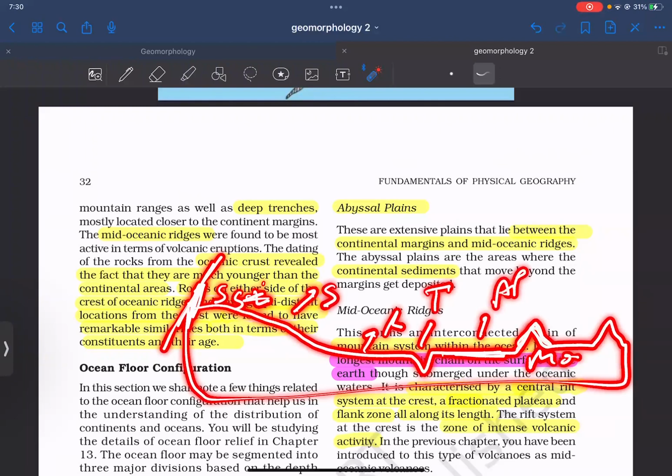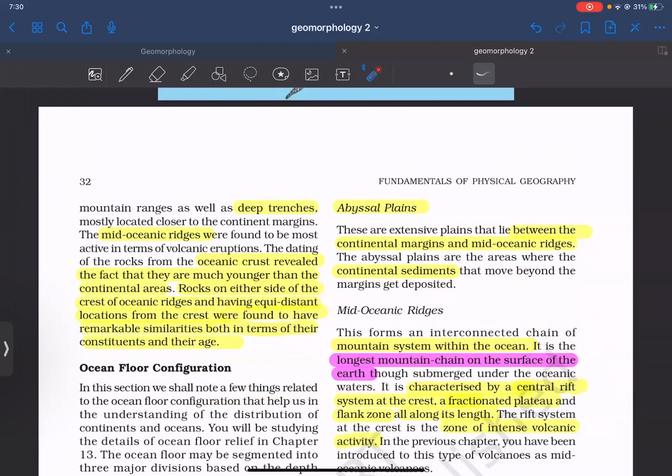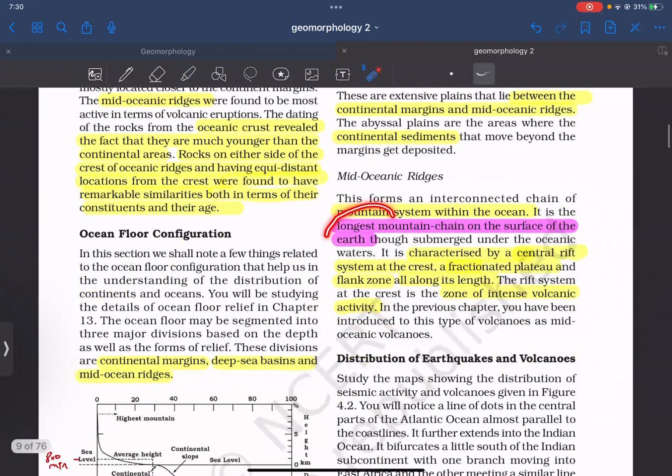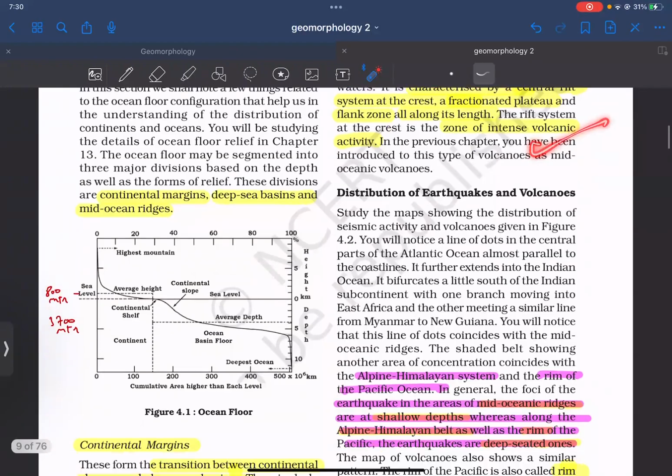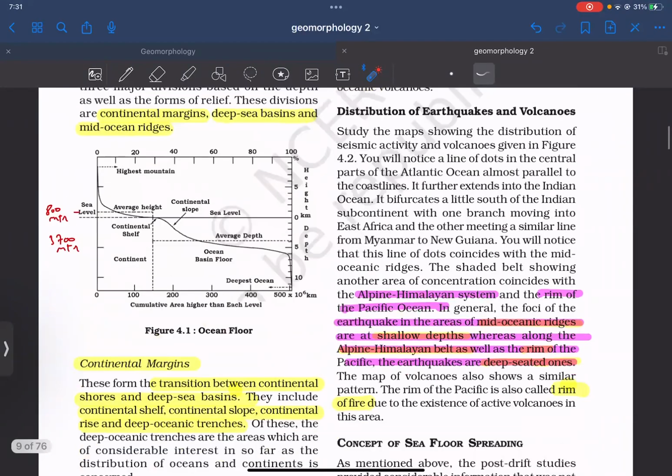And where mid-oceanic ridges are formed, convection current is rising. It causes splitting of the oceanic crust, and through that, magma comes out, erupts, and forms the mountains known as mid-oceanic ridges on the ocean crust. These are the longest mountain chain on the surface of the earth, right? And the zone of intense volcanic activity. Just keep this in mind.